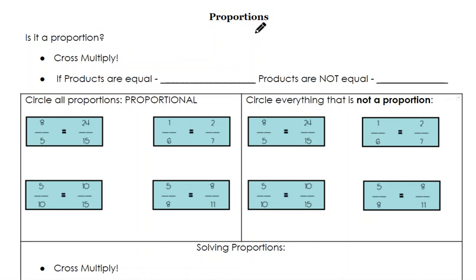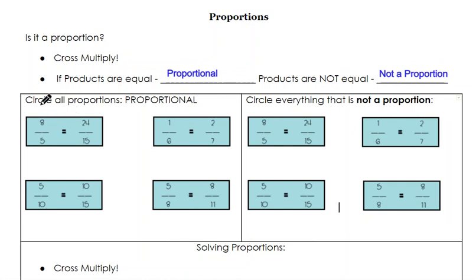Okay, first thing we need to learn is what makes something proportional. Proportions are two fractions or two ratios that are set equal to each other. How do we figure out if they're proportional or not? Well, first we're going to cross multiply, and then we see if the products are equal to each other. If they're equal, they're proportional. If they're not equal, they're not a proportion.